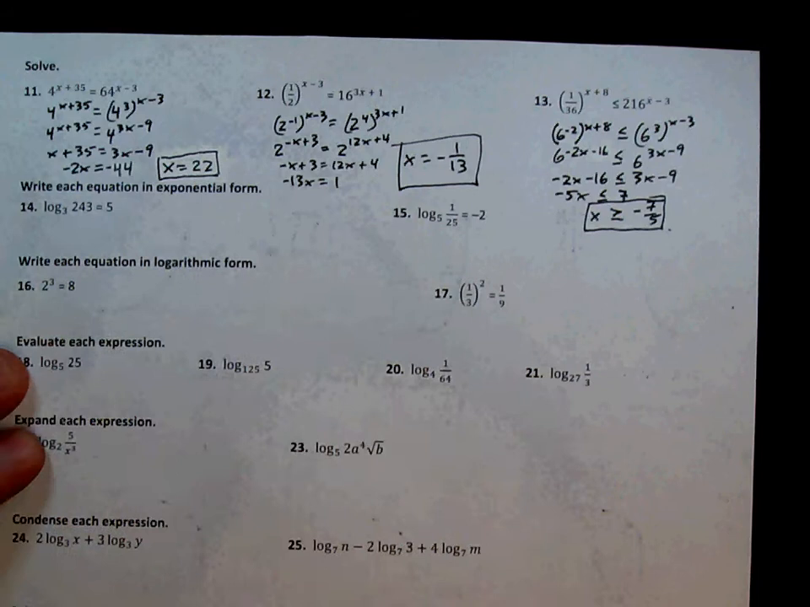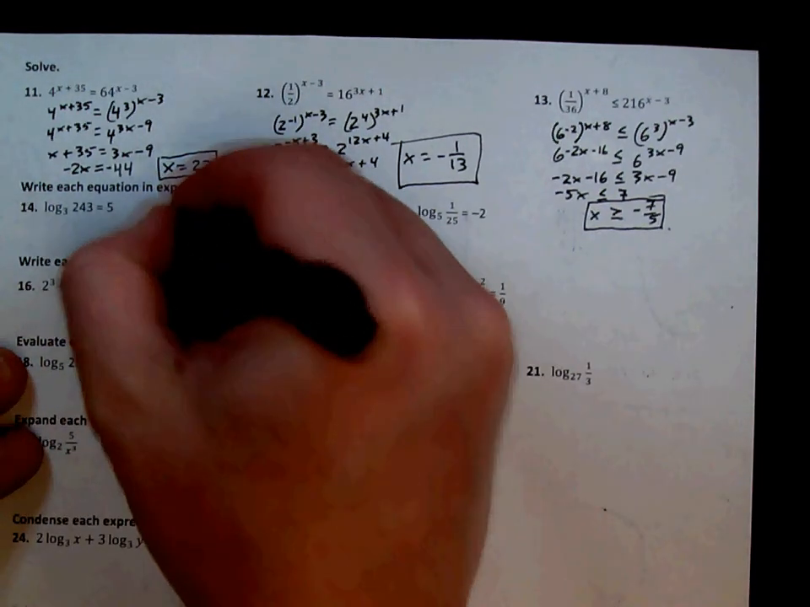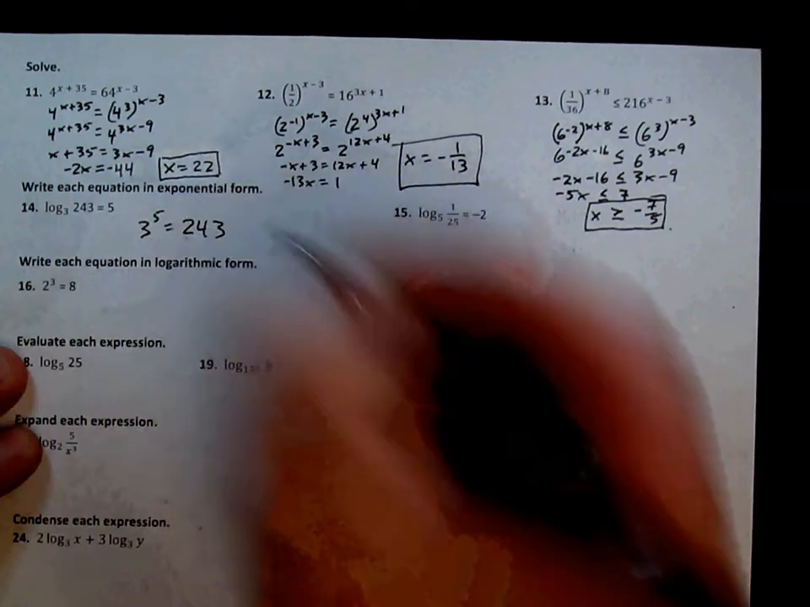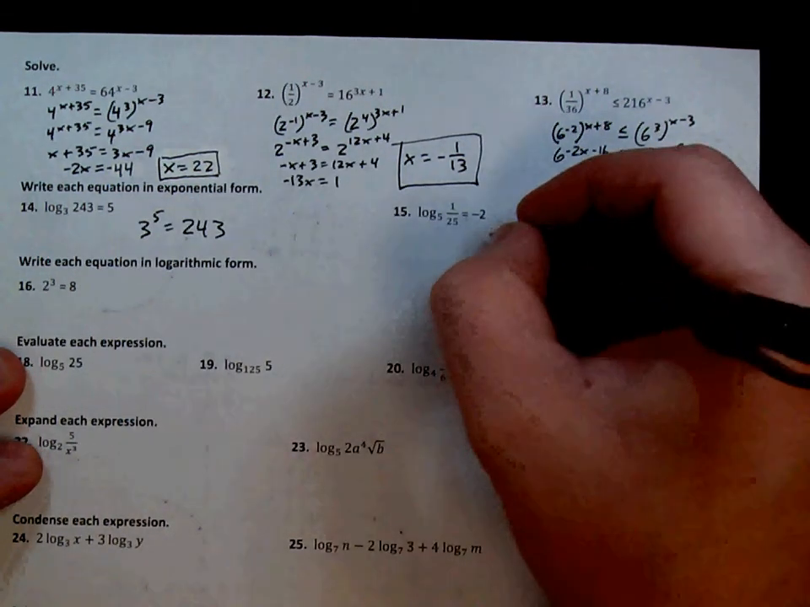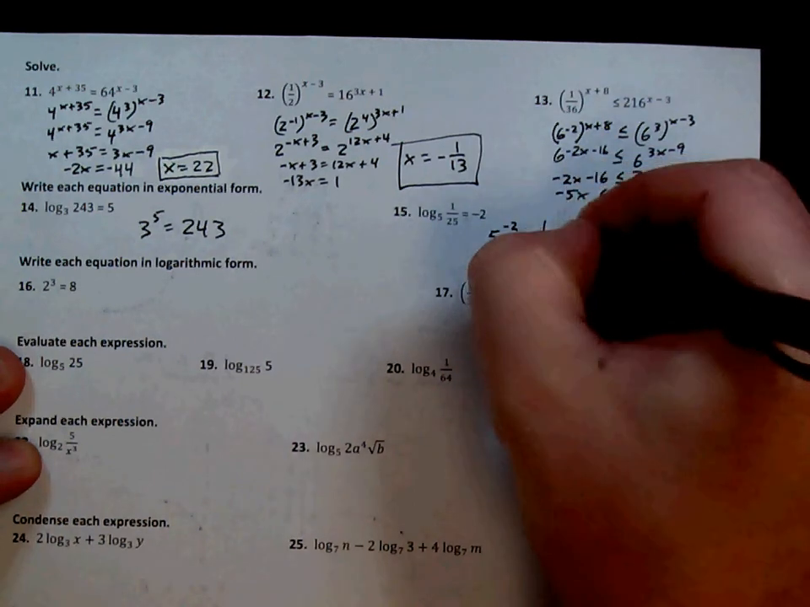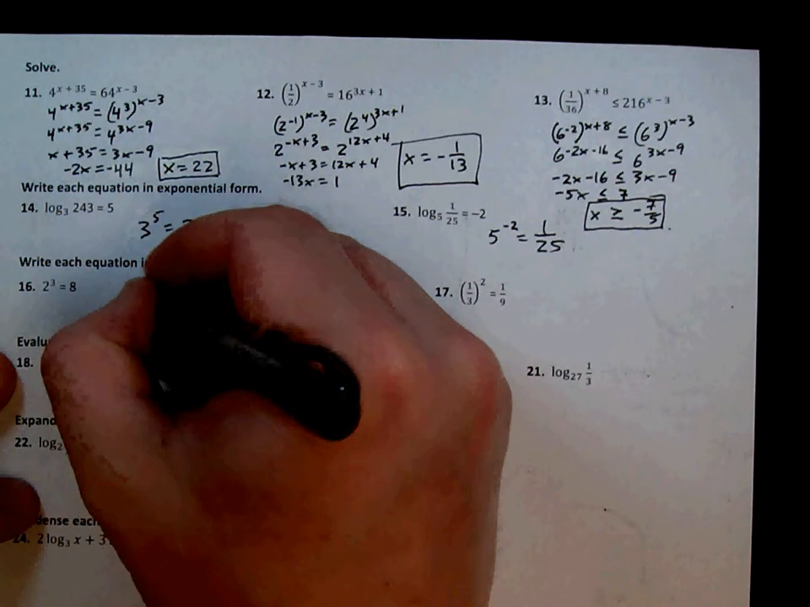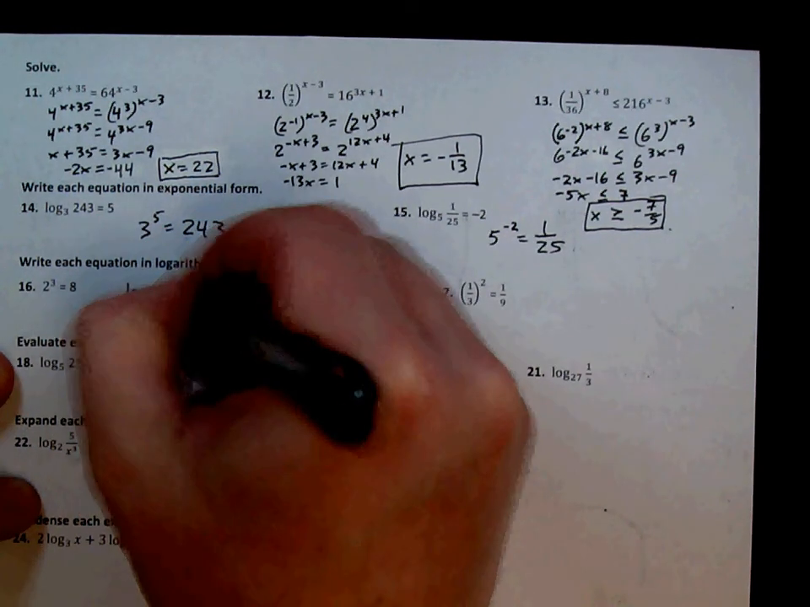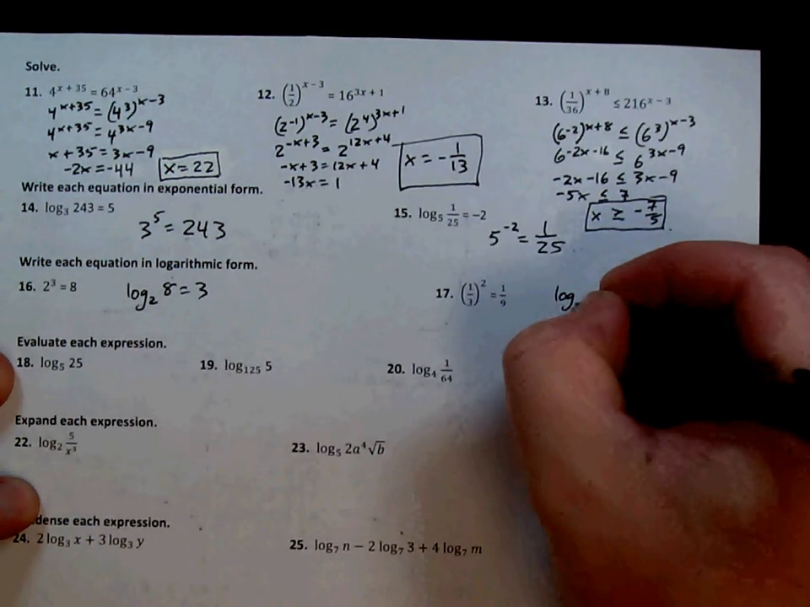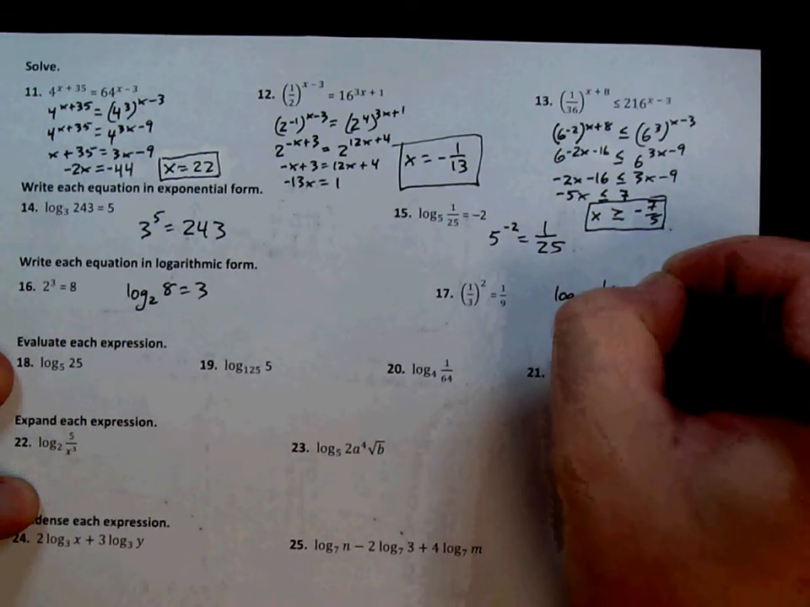Number 14, all we're doing is having to rewrite it. So you can do 3 to the 5th power is equal to 243. This one we're rewriting 5 to the negative 2 is equal to 1/25. Write as logs. Log base 2 of 8 is equal to 3. Log base 1/3 of 1/9 is equal to 2.